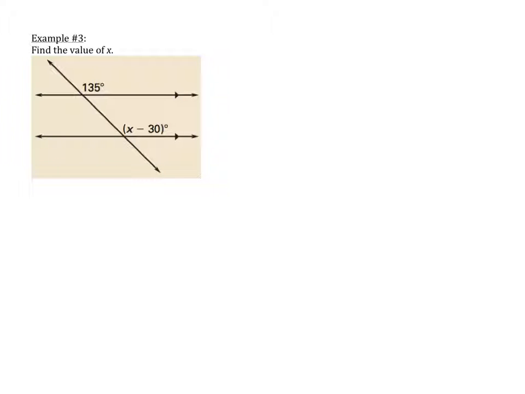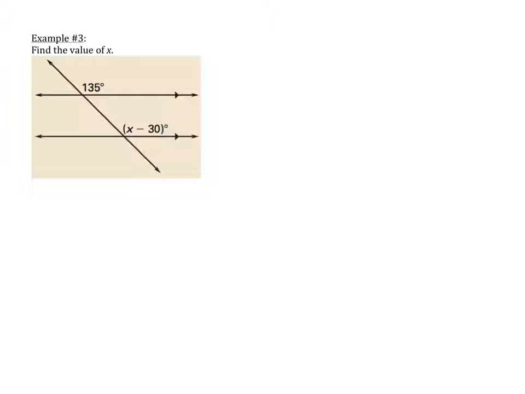Example number 3, find the value of x. Let's first look at what we're given. We are given that this angle is 135 degrees, and this angle is x minus 30 degrees. Let's look at their relationship. This angle would be corresponding with this angle, because if I put this line on top of this line, these two angles would be in the same position.